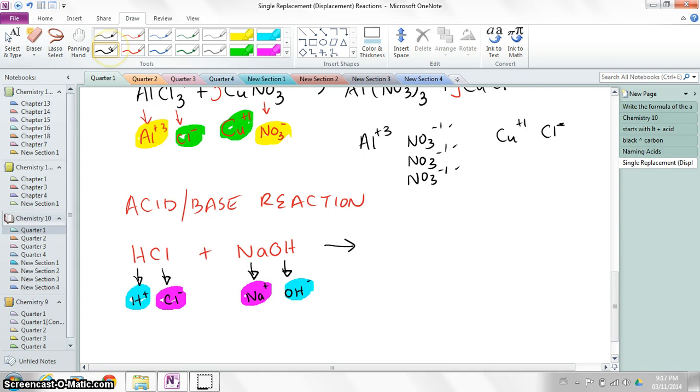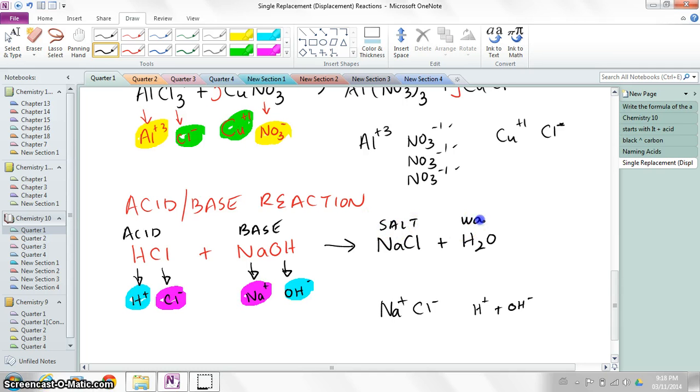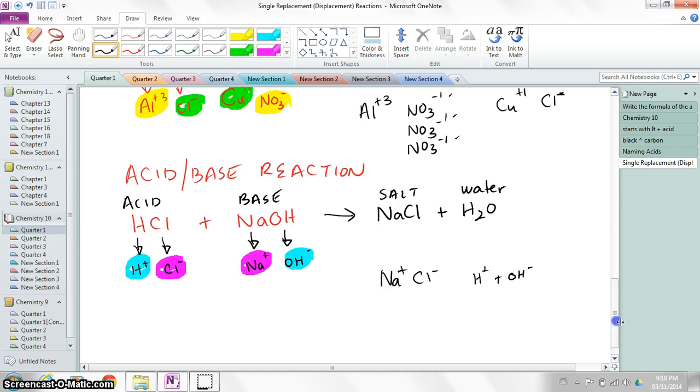So let's put that together. Let's do the sodium and the chlorine together. We just need one of each to balance out the charges, and then we're left with H plus and OH minus. And when we put those together, we get HOH, also known as H2O. Whenever we have an acid and a base reacting together, we always get a salt plus water. So keep a lookout for those acid-base reactions.